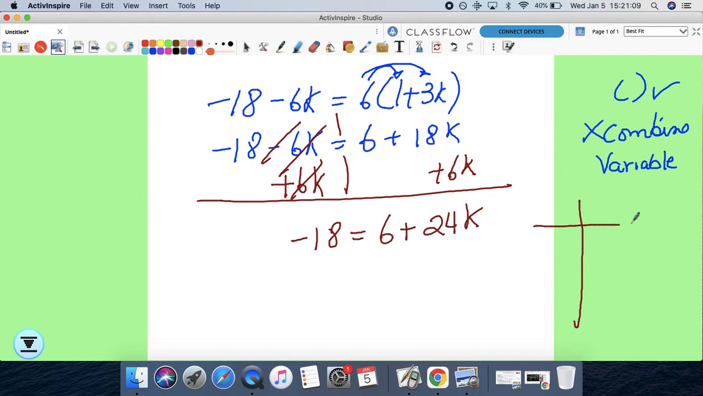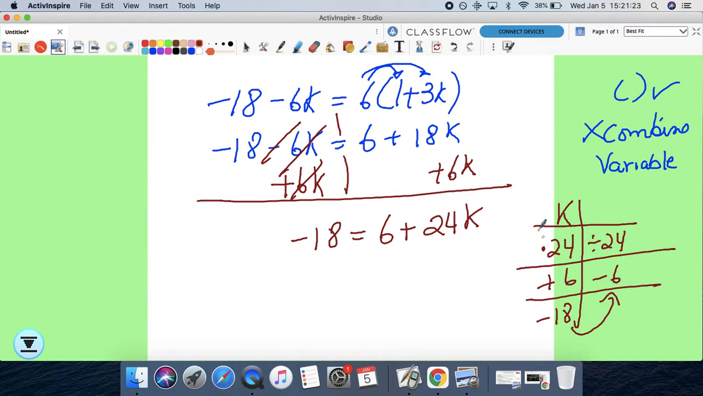Make a story. My variable is k. I'm multiplying by 24 plus 6 equals negative 18. Going backwards, I'm going to do minus 6 and divide by 24. So let's do that. Minus 6, left side, right side, minus 6. So we're going to get negative 18 minus 6 is negative 24 over here. 6 minus 6 here, this is going to go away, that's 0, and then 24k comes down.